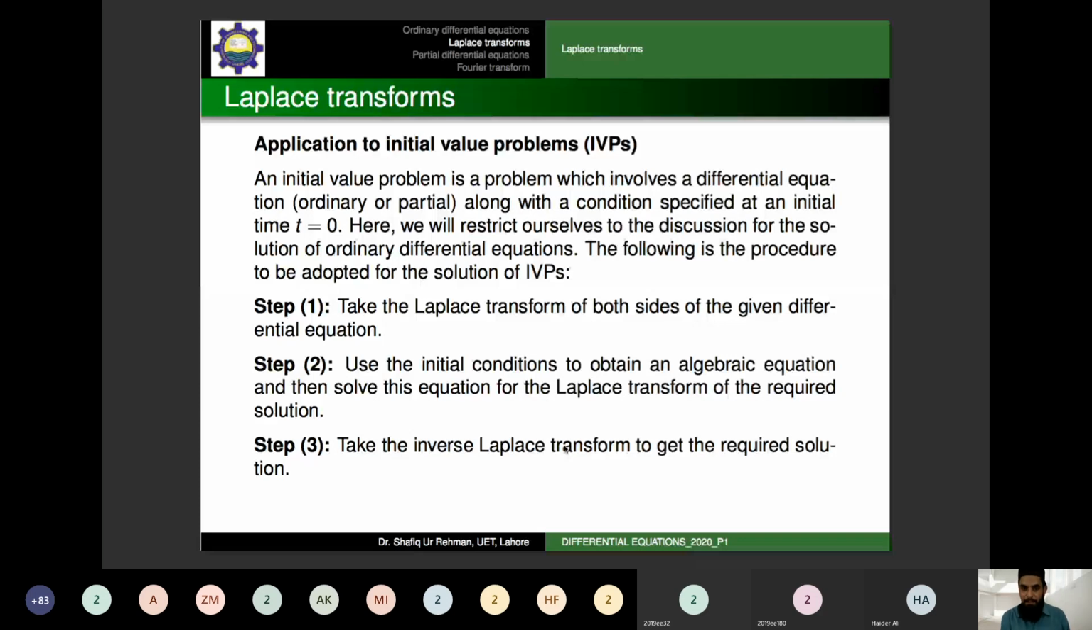The mathematical formulation is in the form of a differential equation together with initial conditions. What is the procedure behind this? If we have an initial value problem, there are three essential components. Number one, take the Laplace transform of the given differential equation. Then apply the initial conditions to obtain an algebraic equation, and solve this equation for the Laplace transform of the required solution. Take the Laplace transform, get the algebraic equation, simplify it, get the solution of the algebraic equation, and then eventually take the inverse Laplace transform to get the solution of the given initial value problem.